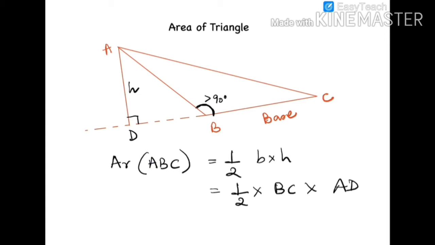What about other perpendiculars of this triangle? If I drop a perpendicular from point B, will it lie inside? Yes. What if I drop a perpendicular from C? Will it lie inside? No. To drop a perpendicular from C to the opposite side AB, you will have to extend AB and then drop the perpendicular the way we have done over here. I hope this is clear.